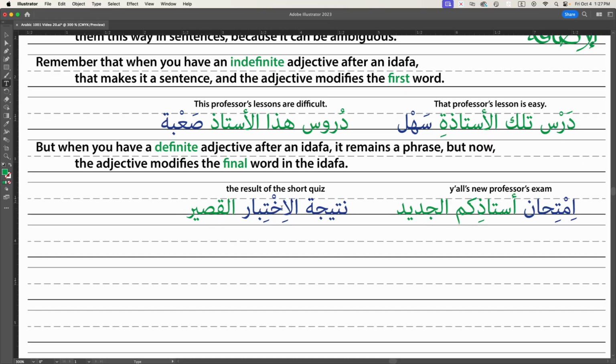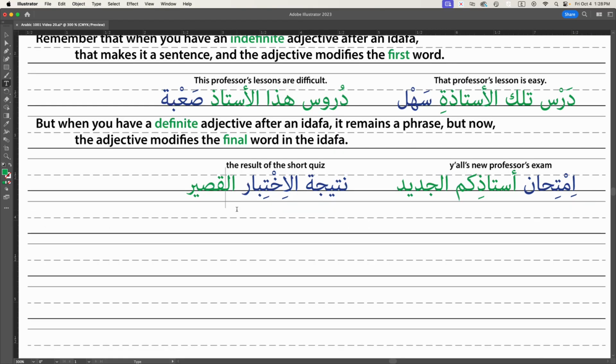So natijat al-ikhtibar al-qasir. Here it's easy because natija is feminine, and ikhtibar is masculine, so al-qasir, without the ta marbuta, can only refer to the quiz, and that's how you know it's the quiz that's short rather than the result. So the rule is that the adjective modifies the final word of the idafa when it's definite, but this isn't always fully obeyed. Here's a couple of other examples. Imtihan safik asab, so definite because of the idafa, definite because of the damir, definite because of the alif lam. So it's a phrase.